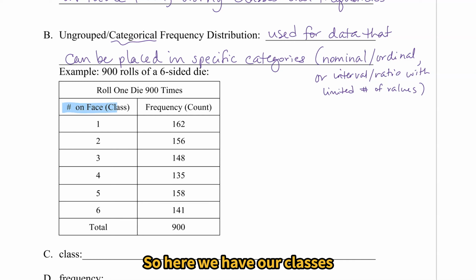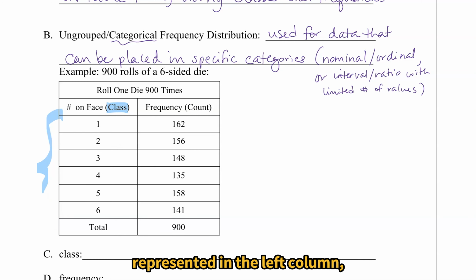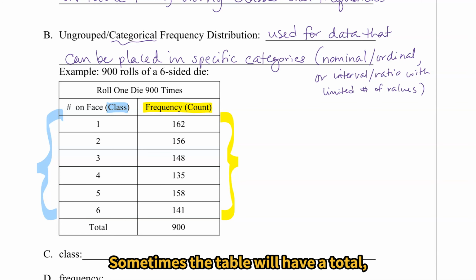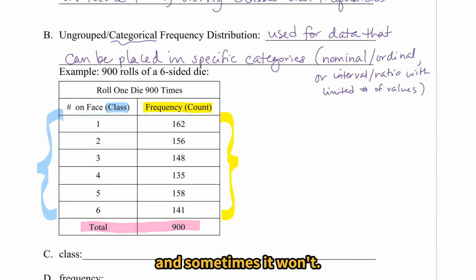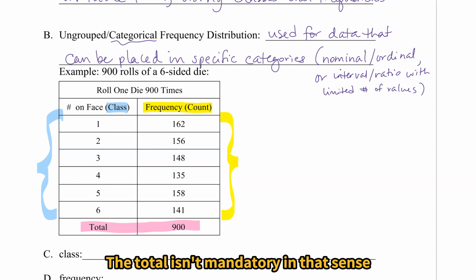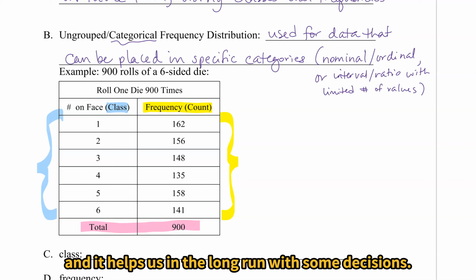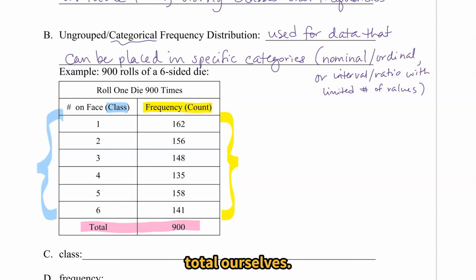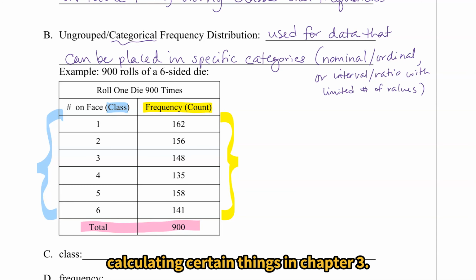So here we have our classes represented in the left column, and we have our frequencies or our counts represented in the right column. Sometimes the table will have a total, and sometimes it won't. The total isn't mandatory in that sense for a frequency distribution. A lot of times it's convenient and it helps us in the long run with some decisions, but sometimes we have to come up with that total ourselves. So that is something that we will be looking at. How do we find the total? What does that total mean? Because it is important when we talk about calculating certain things in Chapter 3.